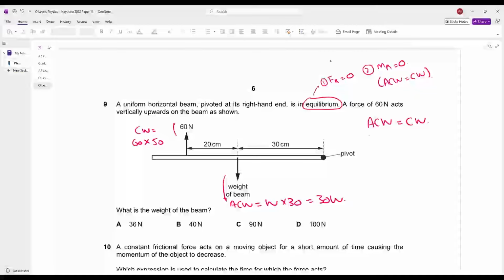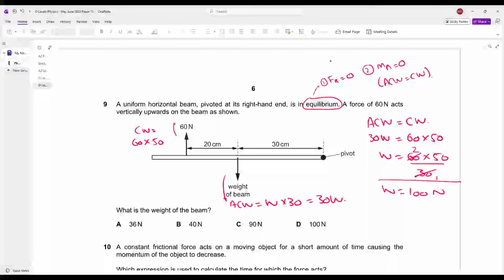Equate both of them. 30W is equal to 60 into 50. W की वैल्यू क्या आ जाएगी? 60 into 50 divided by 30. 1, 2. Your weight is equal to 100 Newton. Simple as that. D is your answer to question number 9.